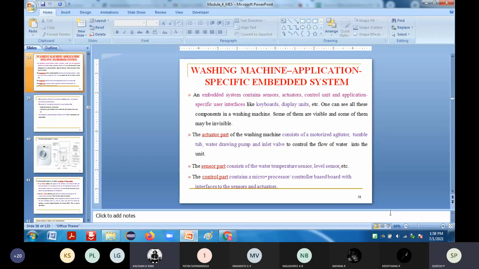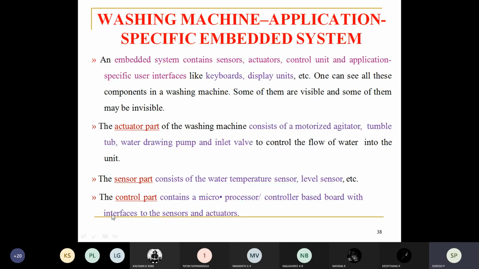If you take the washing machine as one of the application specific embedded systems, basically this embedded system contains sensors, actuators, a control unit, and application user interfaces. What are the application user interfaces you are going to have? It will have a keyboard or display unit.